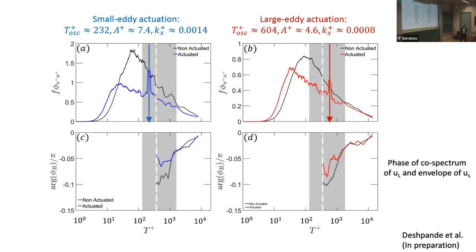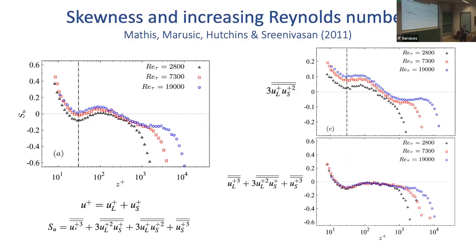In fact, if we do it explicitly here, we calculate the phase of the co-spectrum formed between the large and the envelope of the small, and I see it goes down, it gets closer to zero. So this shows directly that they are becoming more in phase. And I'm about to wrap up. One last point, but a very important one.